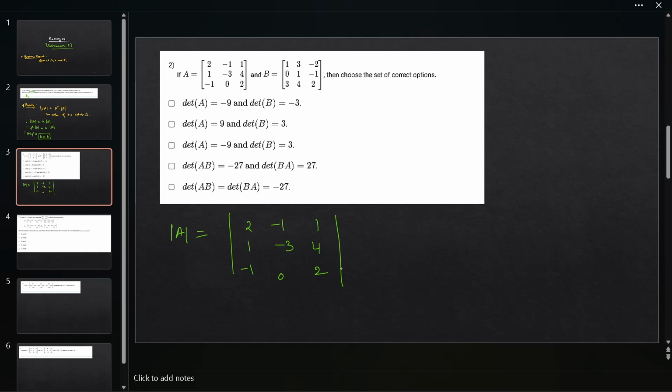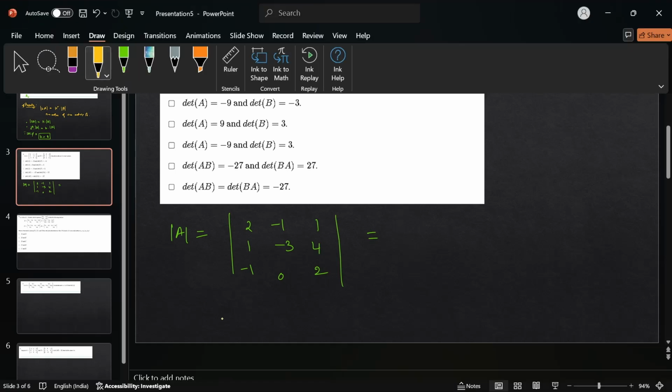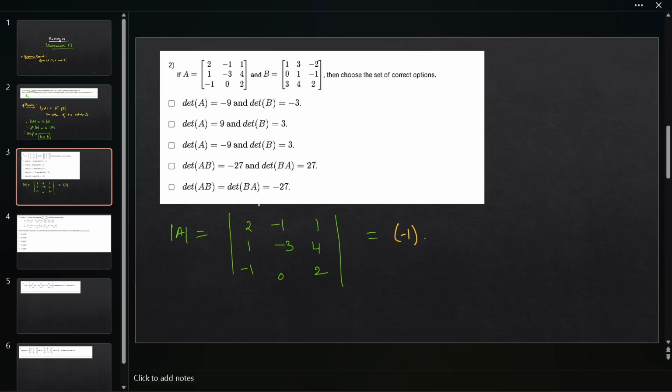So if we expand the determinant along the row 3, how we can do that? To do that, first we will eliminate this. We are starting with minus 1. So first we will eliminate this row and this column. So minus 1 times, eliminate this row and this column, so we'll be left with this determinant over here. So it's going to be minus 1, 1, minus 3, 4.